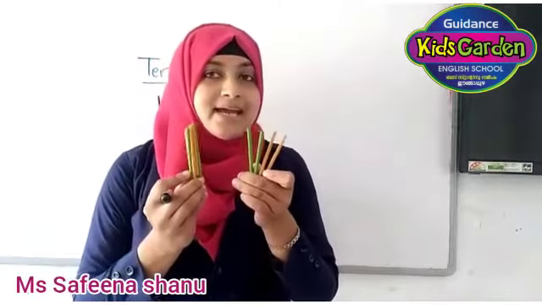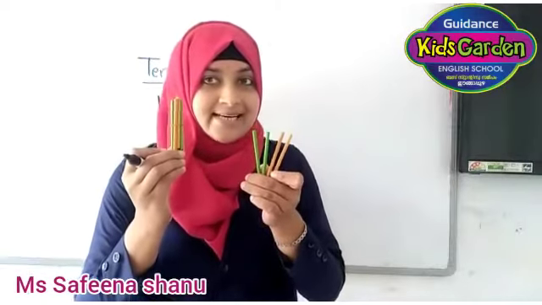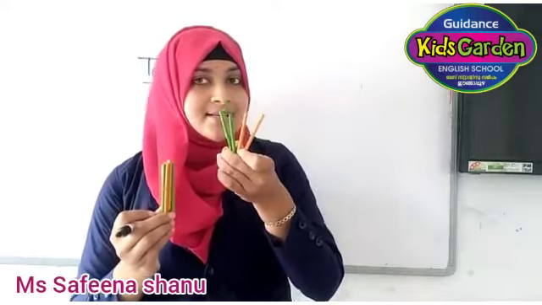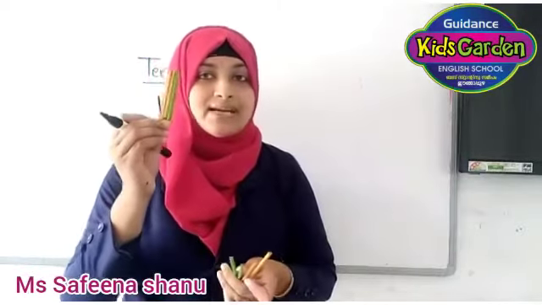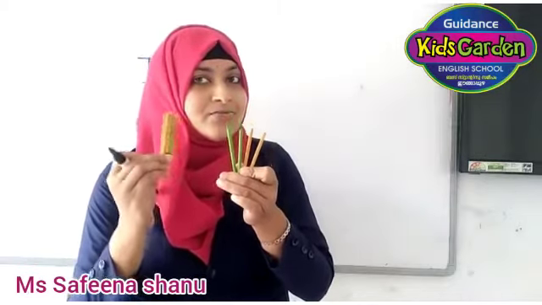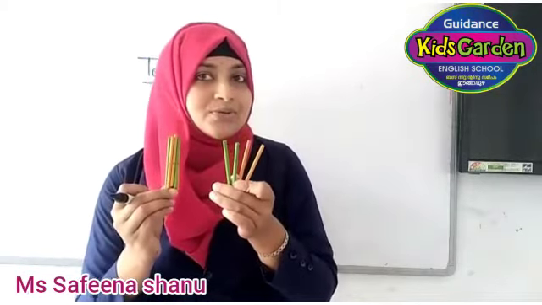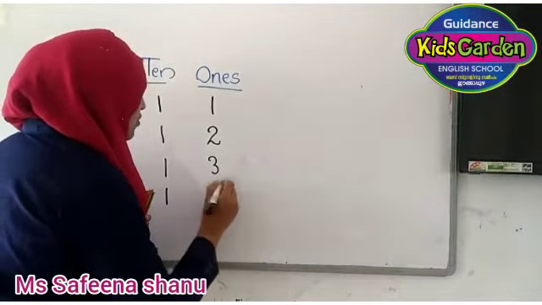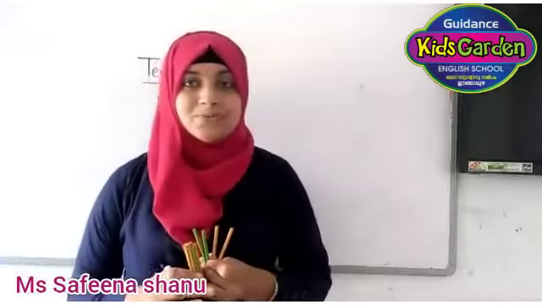How many tens in my hand? 1 ten. And how many ones? 4 ones. 1 ten and 4 ones is equal to? 14.